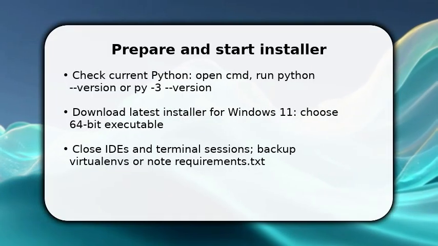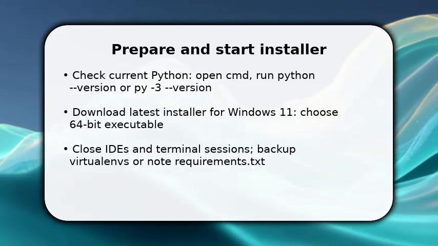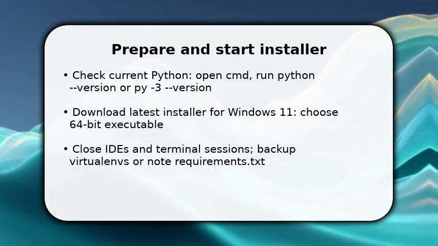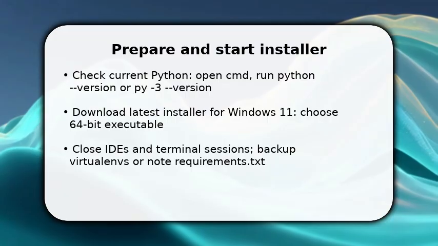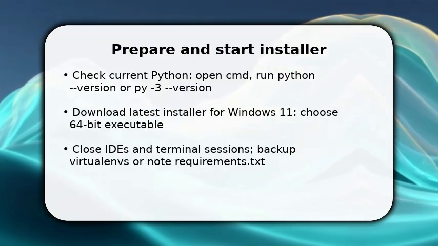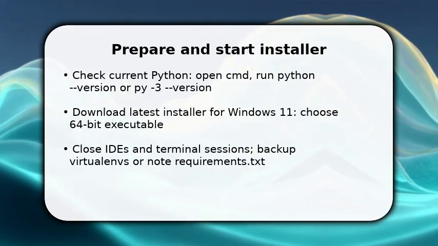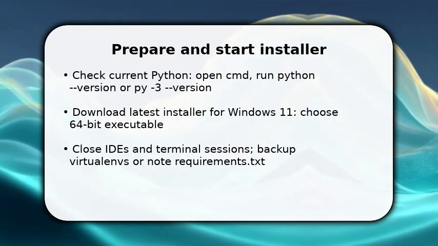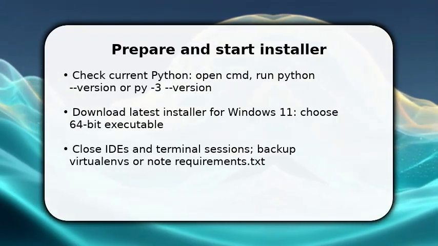You'll begin by confirming prerequisites and launching the official installer. First, run python --version or py -3 --version in CMD to see what's installed. Once done, download the latest 64-bit Windows installer from the official source and save it. Make sure to close editors and terminal sessions that may lock files, and export pip freeze > requirements.txt or note virtualenv so you can recreate environments.